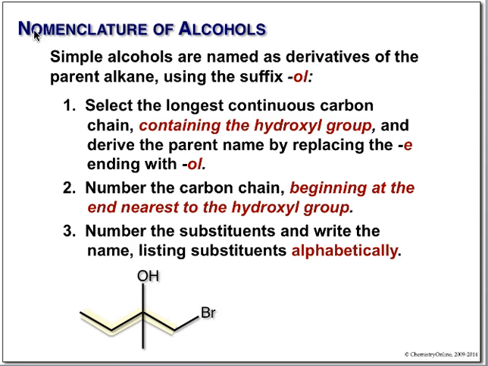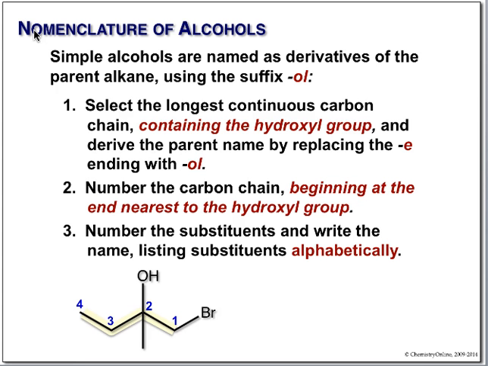Now we have to number this thing so that the hydroxyl group gets the lowest number. If we had a tie in this molecule, we would go for the lowest number overall. But here, our hydroxyl group would be number 2. If we started here, here it would be 3. Therefore, that's going to be carbon 1, 2, 3, and 4.